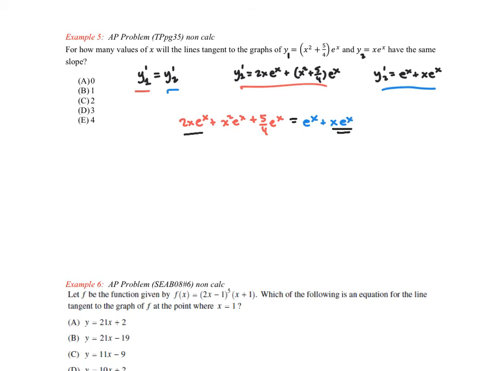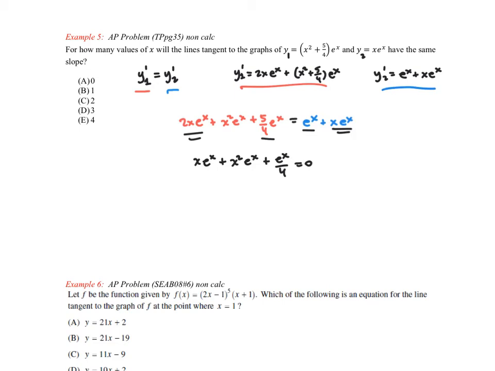Alright, so these two will combine on the left side to be x e to the x. Nothing will combine with x squared e to the x. And then if I subtract e to the x from 5/4 e to the x, I get e to the x over 4. So I want to know where that equals 0.